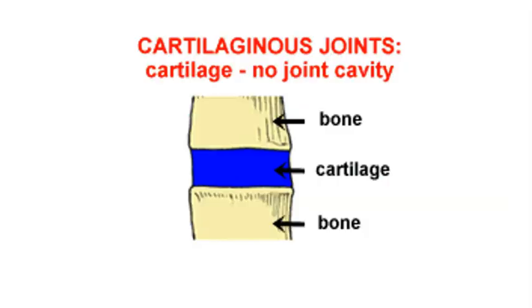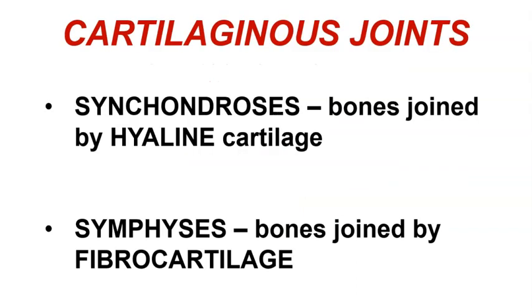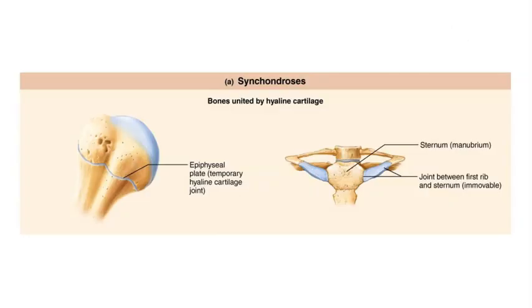So continuing with the structural classification of joints, we'll examine the cartilaginous joints. As their name implies, this is a type of joint in which the adjacent bones are united by hyaline cartilage or they're united by fibrocartilage. These joints also lack a joint cavity. The term that is used for a hyaline cartilage joint is a synchondrosis. Meanwhile, a symphysis is a cartilage joint in which fibrocartilage unites the two adjacent bones.